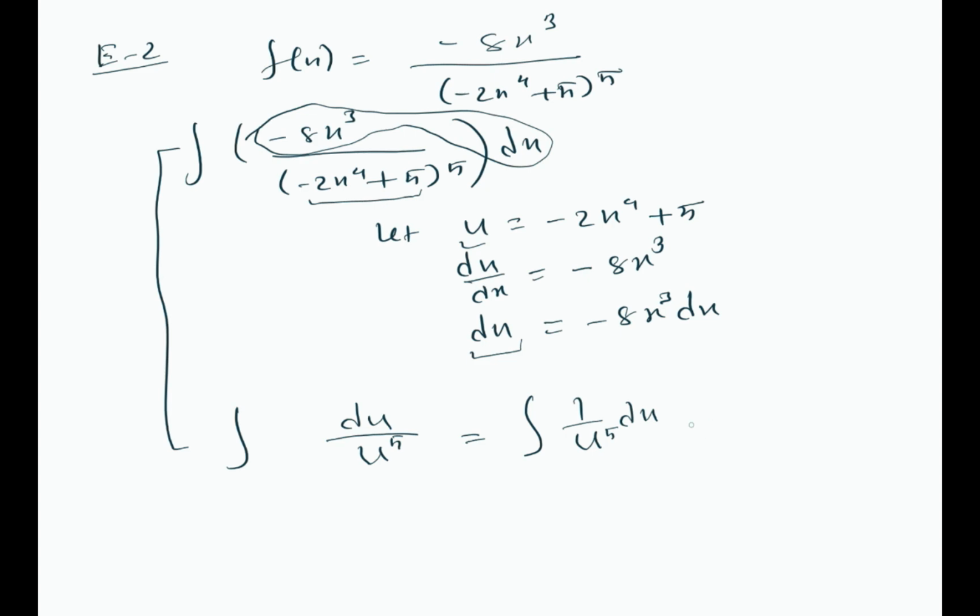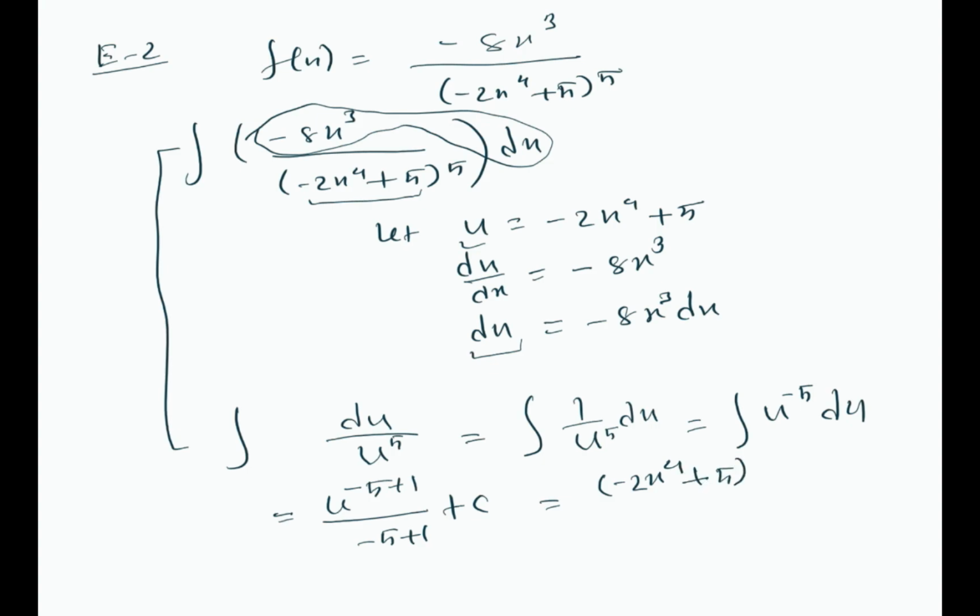and this function is in the denominator, so if we put it in the numerator, then I need to write it this way, u to the power minus 5. I believe that you know this thing. Okay, now we can apply the power rule of integration. So u to the power minus 5 plus 1 divided by minus 5 plus 1, plus c. Now we can substitute the value of u. So what is u? u is equal to (-2x^4 + 5) all to the power minus 5 plus 1, which is 4, divided by 4, plus c. So this is the answer for this example.